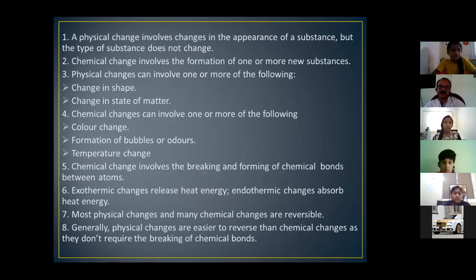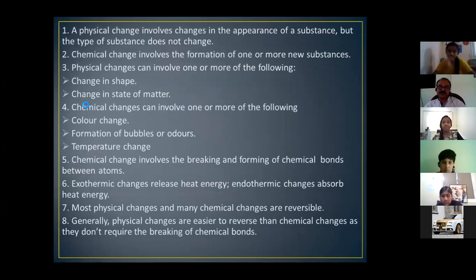Most physical and some chemical changes are reversible. Generally, physical changes are easier to reverse than chemical changes as they don't require the breaking of chemical bonds.